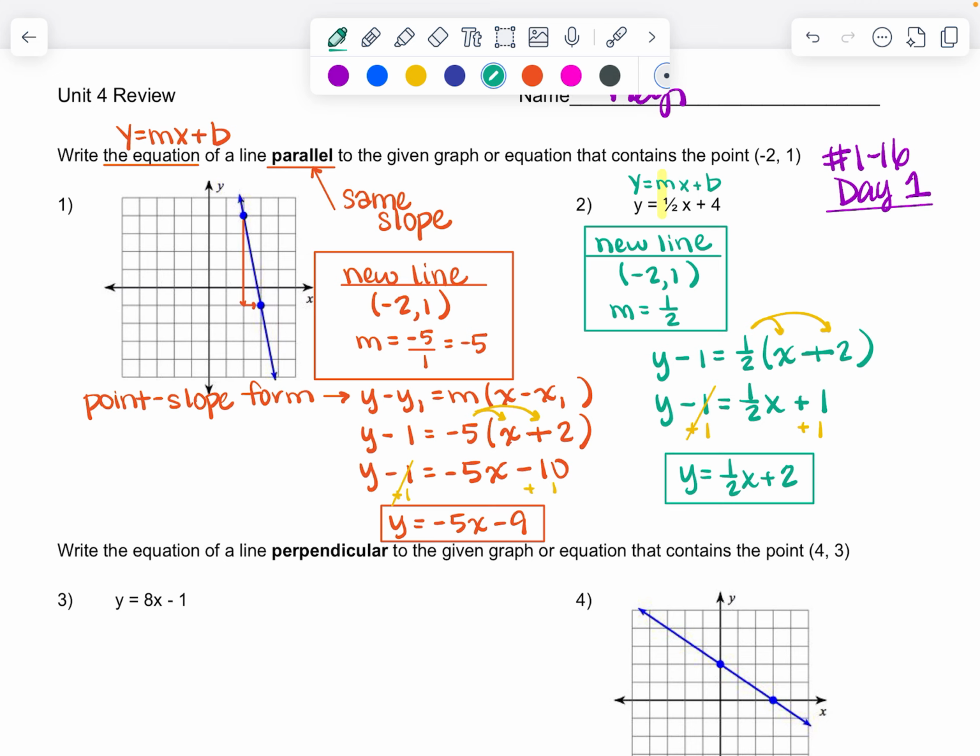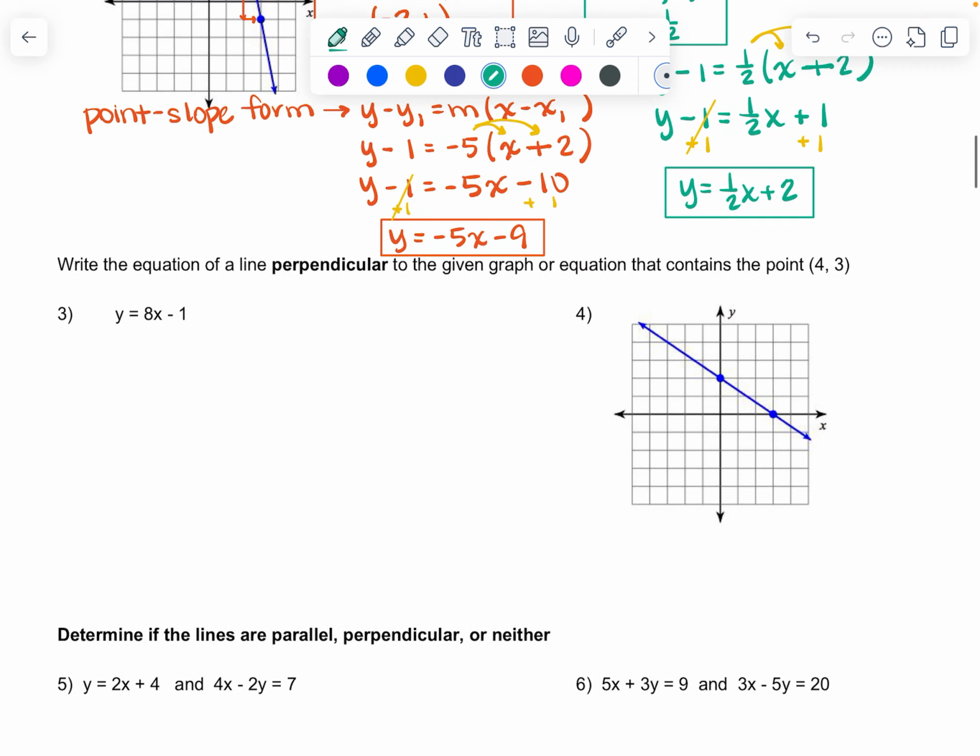All right, so just a lot of point slope, getting it and then taking that to slope intercept form. All right, let's look at number 3. It says write the equation of the line.